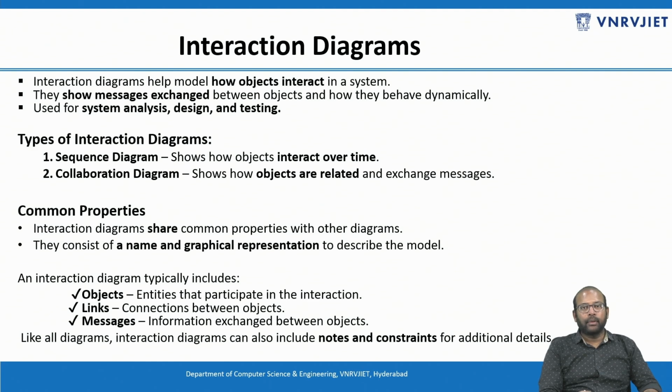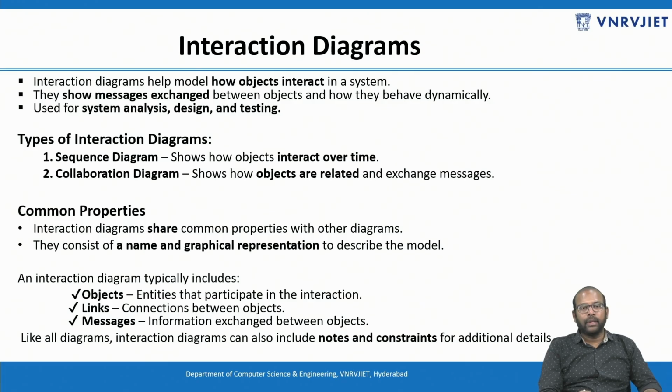Suppose you take the example of an ATM machine. What is the purpose of an ATM machine? The first main important functionality is withdrawing money. How will it be done? That will be represented clearly, step by step, with the help of sequence and collaboration diagrams. These two diagrams, with the combined name, are called interaction diagrams.